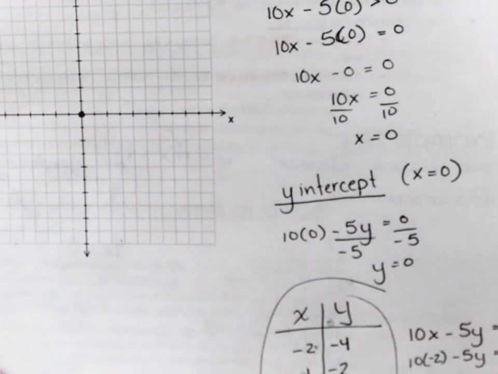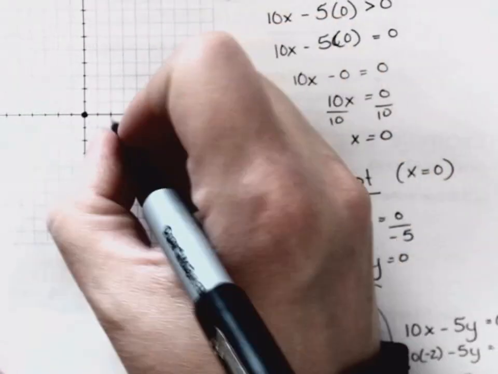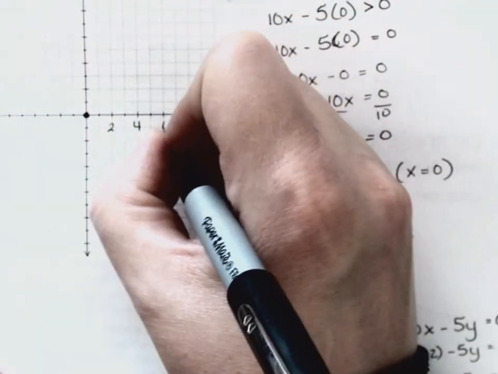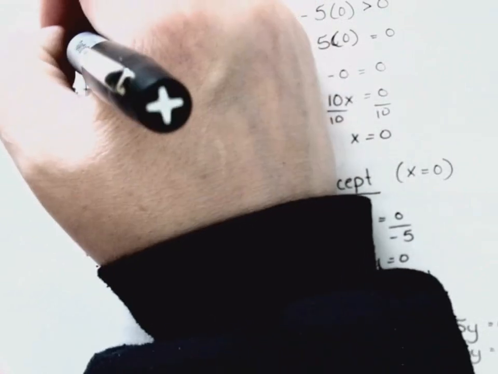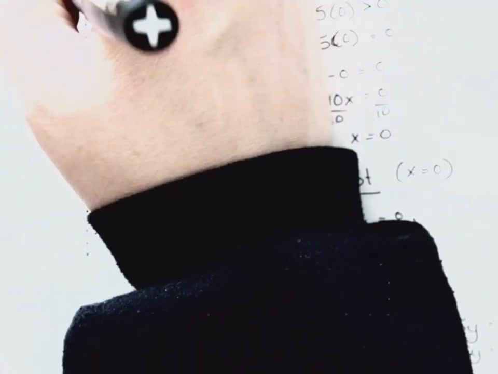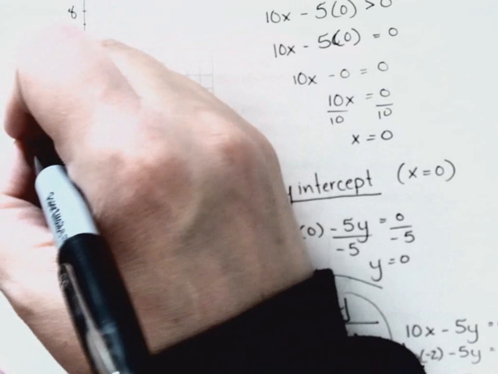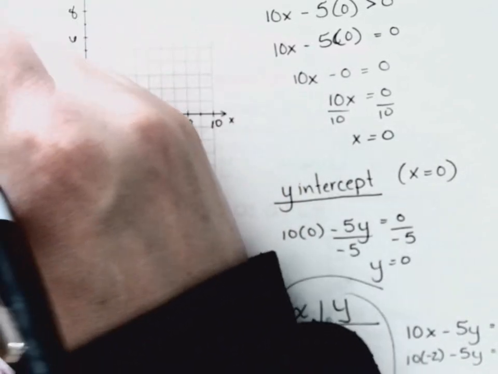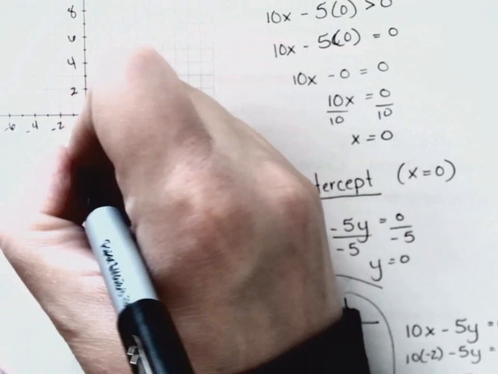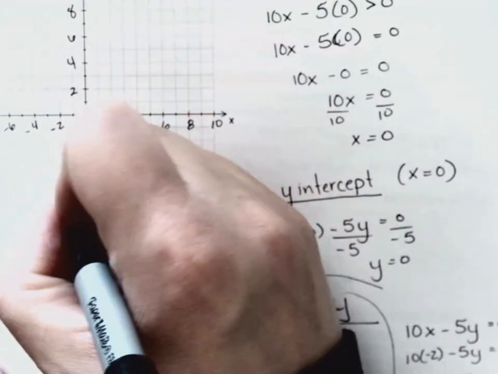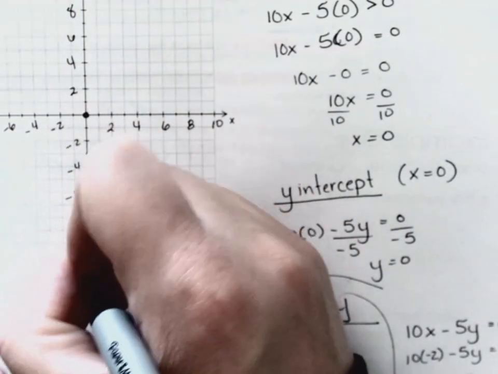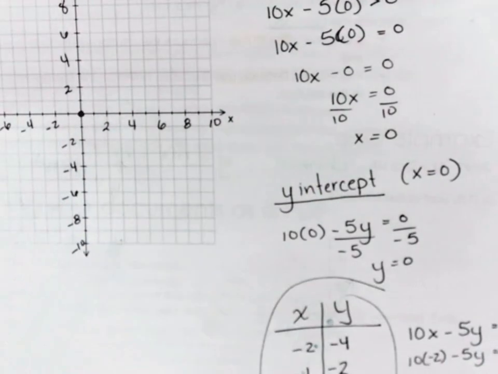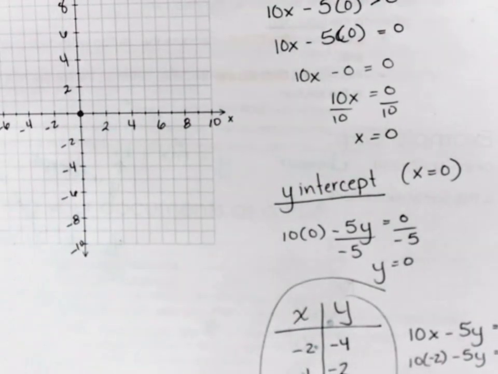So again, I'm going to put on my increments. And I always like to do every other one. I find when I do every single one, it makes it a little too messy. But it's really up to you, and you have to figure out what works best for your brain and graphing.